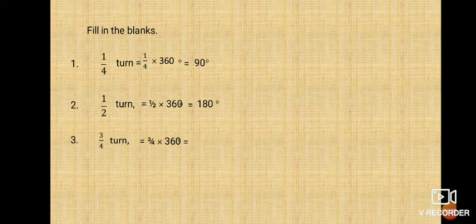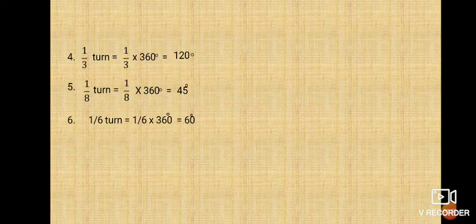Then 3 by 4 turn is equal to 3 by 4 multiplied by 360 degree is equal to how much? In this case, you can divide 360 by 4, then you will get 90 degree, and 90 into 3, 270 degree. Okay, remember 270 degree. Then again there are some more multiplications. 1 by 3 turn is equal to 1 by 3 into 360 degree is equal to 120 degree. 1 by 8 is equal to 1 by 8 multiplied by 360 degree is equal to 45 degree.